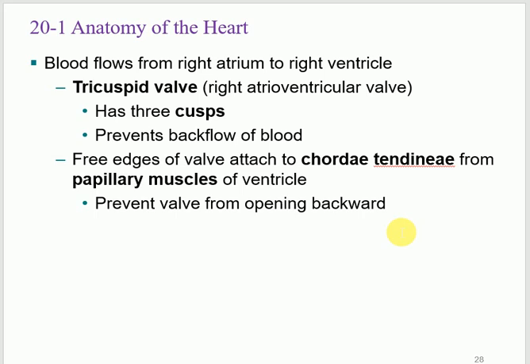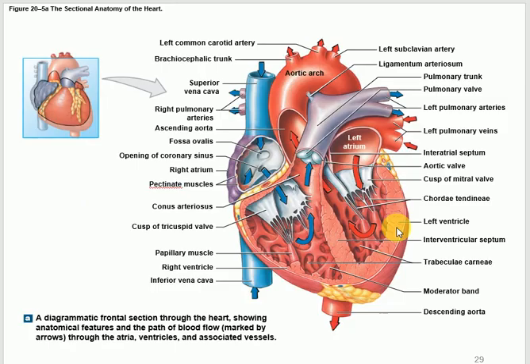If the cusps are like this, down, and you contract, if we don't have chorda tendineae, look what's going to happen. These are the cusps preventing the backflow. If we don't have something pulling it down, it will reverse. And the blood goes up, which is a disease. This is an issue. But actually, it does not flip because of the chorda tendineae and papillary muscle pulling it down. Look at this picture here.